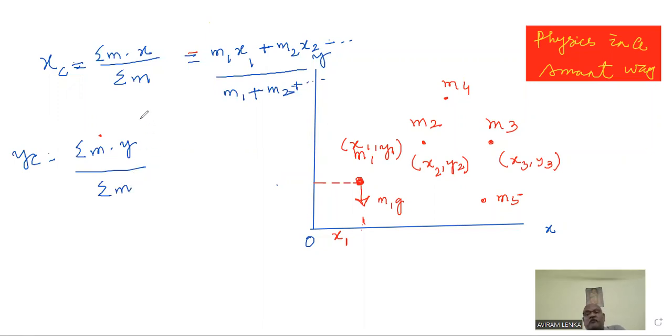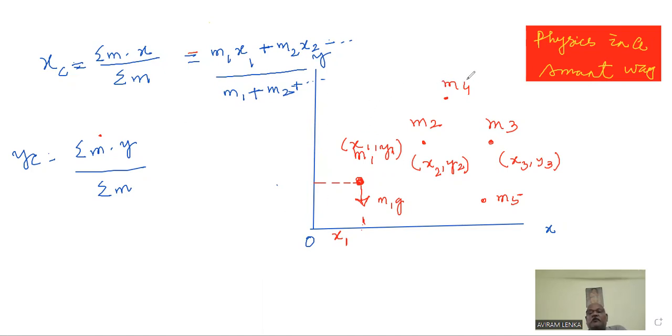But now we try to extend. Instead of having the masses only on the x-axis, y-axis, or z-axis, and we know if the masses are kept on the z-axis, a similar formula will come: zc will be equal to sigma mz by sigma m.